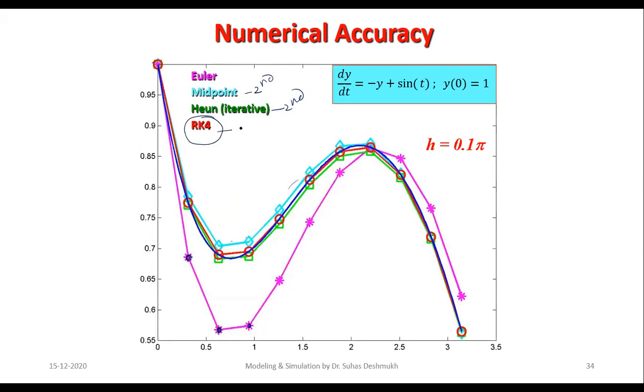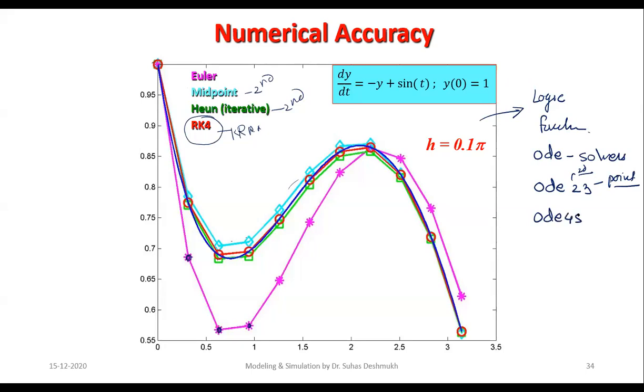But Runge-Kutta methods are used for simulation of ODEs, that is differential equation simulation. In differential equation simulation, MATLAB has converted this whole logic into functions, and these functions are called ODE solvers. So ode23 indicates a second order, three-point formula. That's all. This is a second order three-point formula. Okay. And if I say ode45, it means the fourth order.